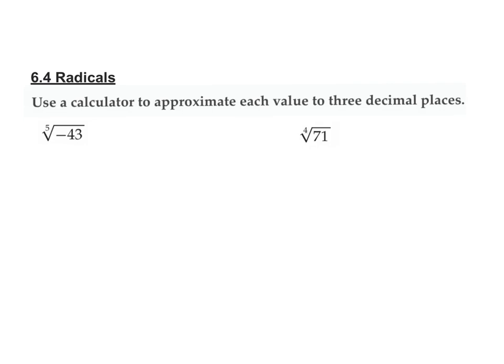We say that this is the 5th root of negative 43, and the second one we say is the 4th root of 71. The only one where we don't use the ordinal number is the cube root. I mean, we could say the 3rd root, but we just usually say the cube root. Okay? Now, let's talk about the keystrokes, and let's talk about some terminology here so we're clear.